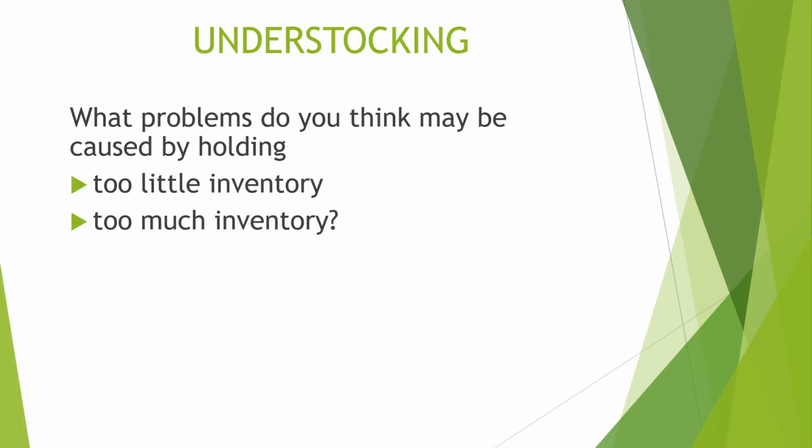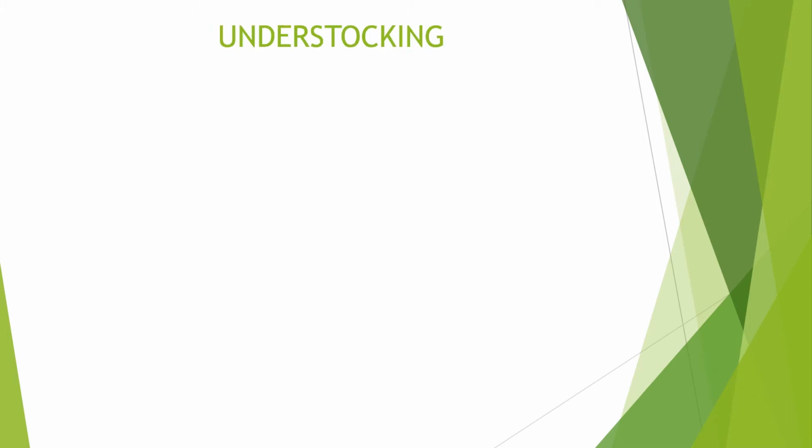Okay, so we're now going to look at understocking, and understocking is where you generally have too little stock and you can't meet orders. So we're going to look at that before we look at overstocking, which is having too much inventory. Now, these are all problems. Understocking is a problem, overstocking is a problem. So if you're asked to describe the effects of understocking or overstocking, they are going to be issues, they're not going to be good things.